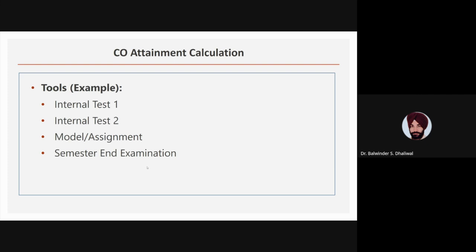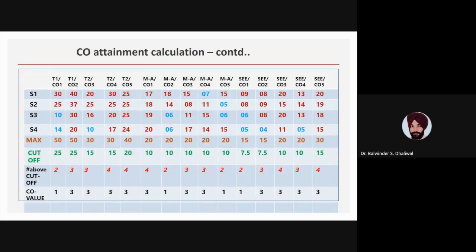You can use more tools also if you are using those kinds of tools for the assessment of students. So now we need to understand this table for the CO attainment calculation. Here you can see this table has various column headings as well as row headings. So first, let's try to understand the column headings.